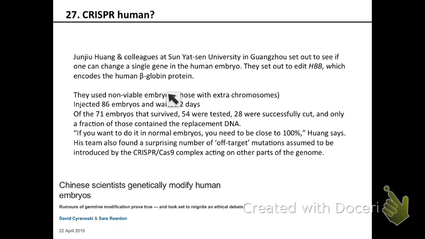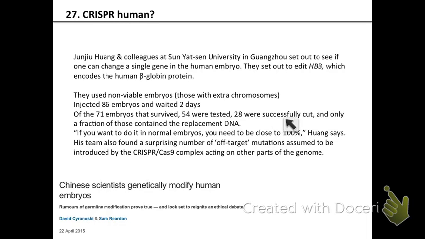So what they did is they injected 86 embryos and watched them for 2 days. Of the 71 embryos that survived those 2 days, 54 were genetically tested, and 28 of them showed a successful cut. And they were trying to replace it with homologous recombination with some other sequence, right? Because if you want to do gene therapy of a damaged gene, that's actually what you want to do. You want to actually correct. And you want to do that through homologous recombination by providing a donor DNA.